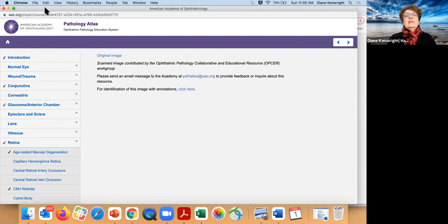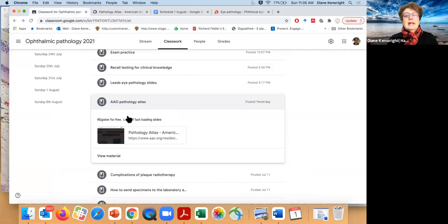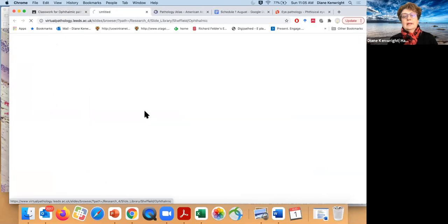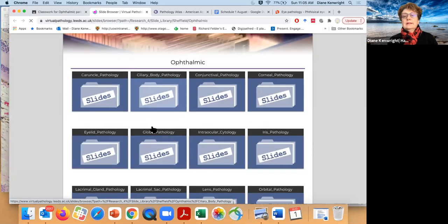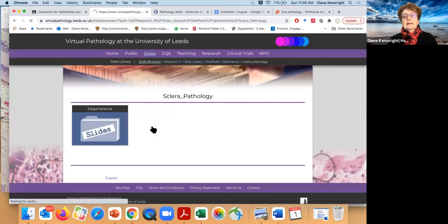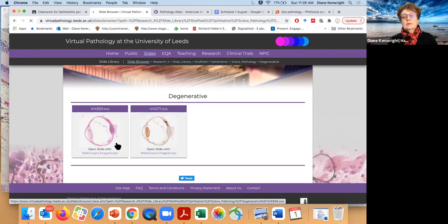And the other thing that is really good, though slower loading, is the Leeds eye pathology slides. So if you follow the link here, it takes you right to little files of slides. Okay, there we go.